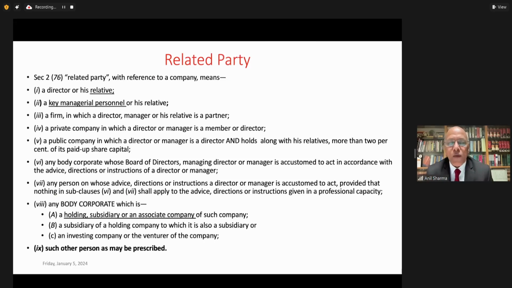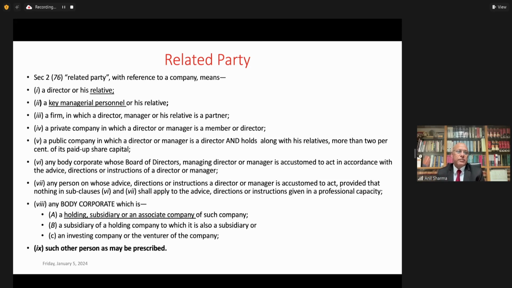I'm sure these are not new topics. You must also be knowing this for so long now. But just to recapitulate, first of all, what is a related party? In the Companies Act 2013, if you look at Section 2, Clause 76, that defines a related party.